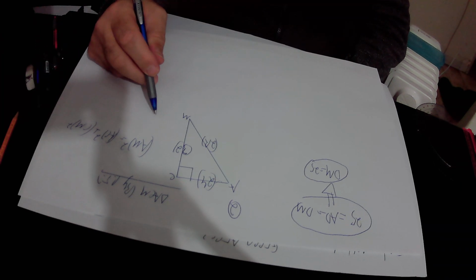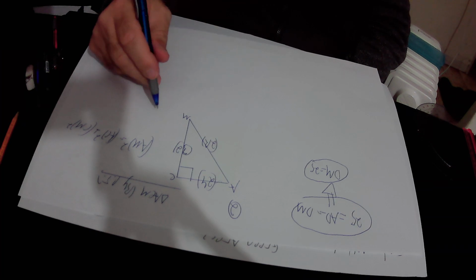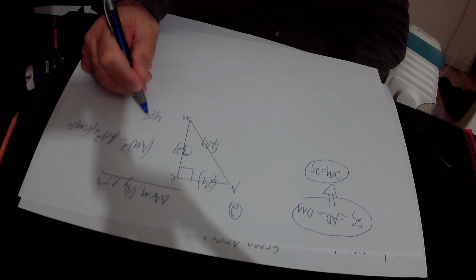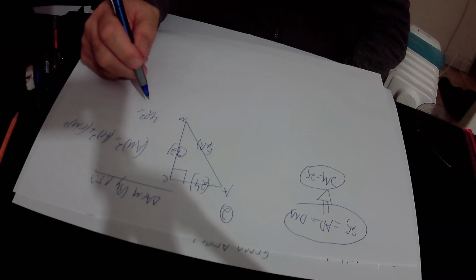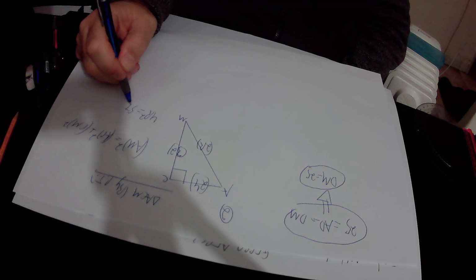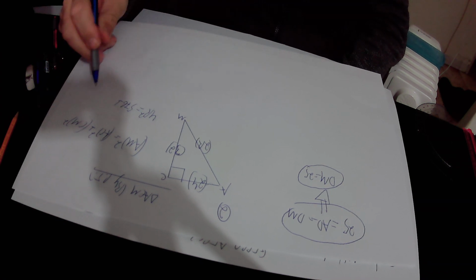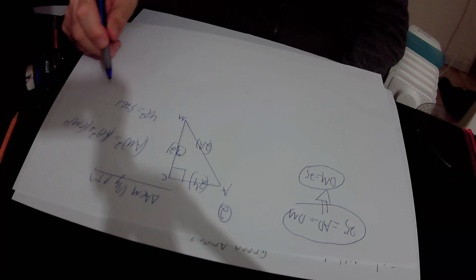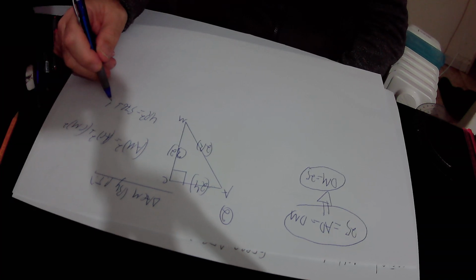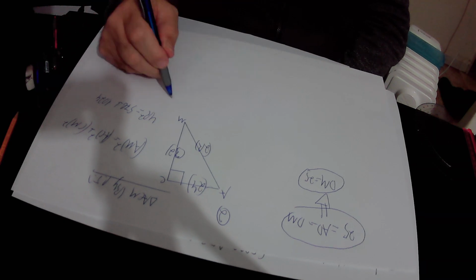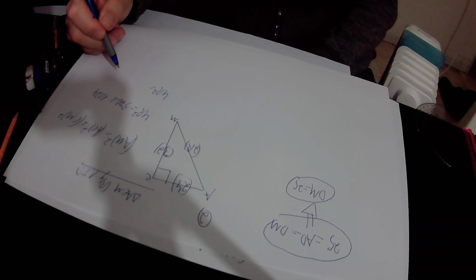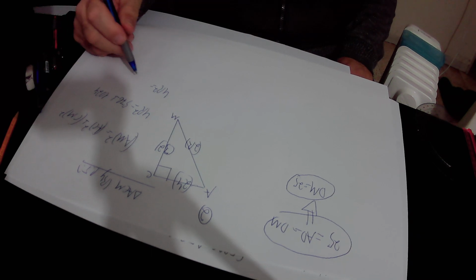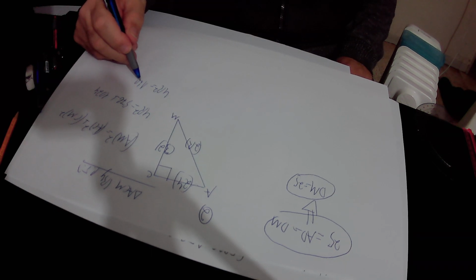AM is 2R, therefore AM squared is 4R squared, and it equals AC squared. AC is 24, therefore AC squared is 24 squared, that is 576, plus CM squared. CM is 32, therefore CM squared is 32 squared, that is 1024. So in conclusion, 4R squared equals 576 plus 1024, that is 1600.